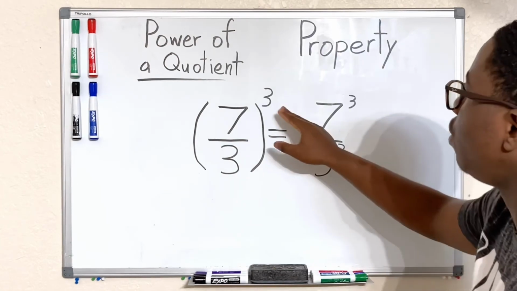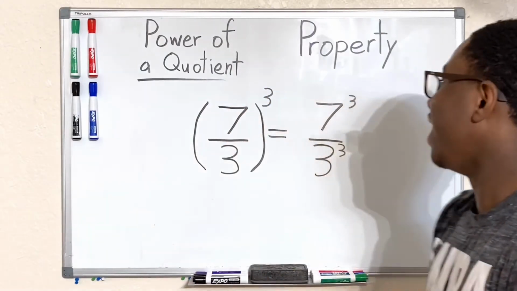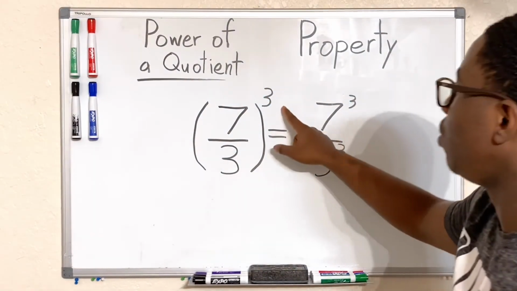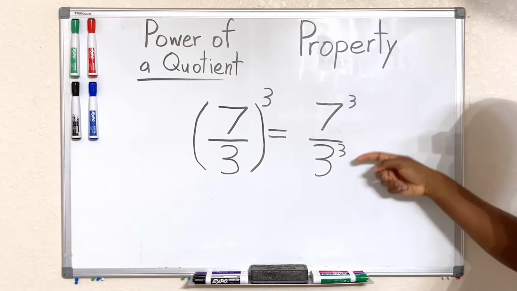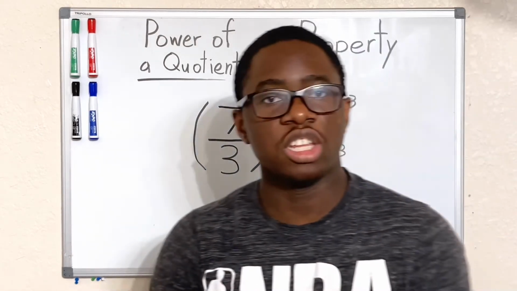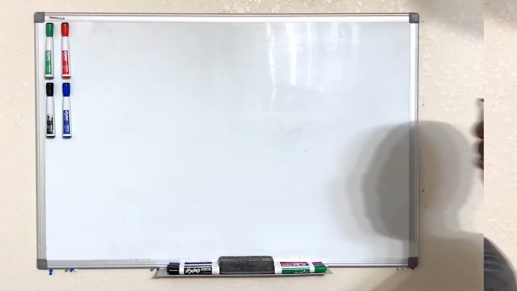So we're going to distribute our exponent. We're going to distribute it to the 7 and the 3. So we end up getting 7 raised to the 3rd power over 3 raised to the 3rd power. And then you go from there. Whatever the question may be asking, I know you got this.